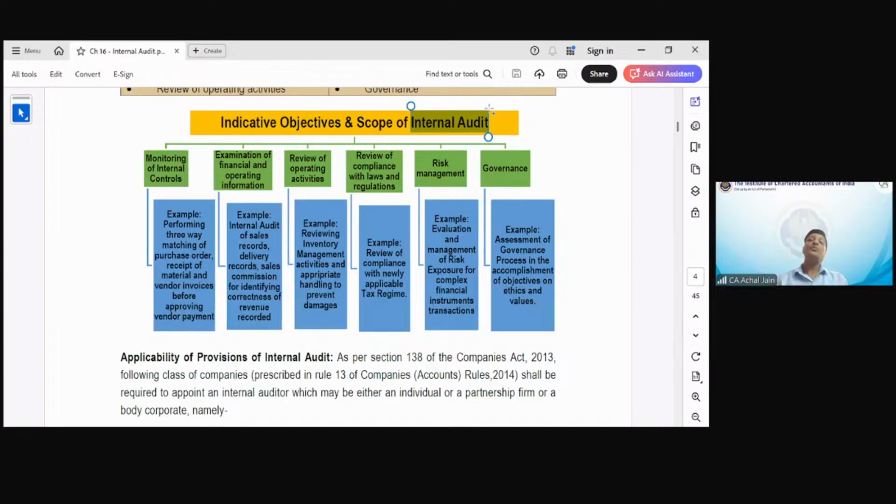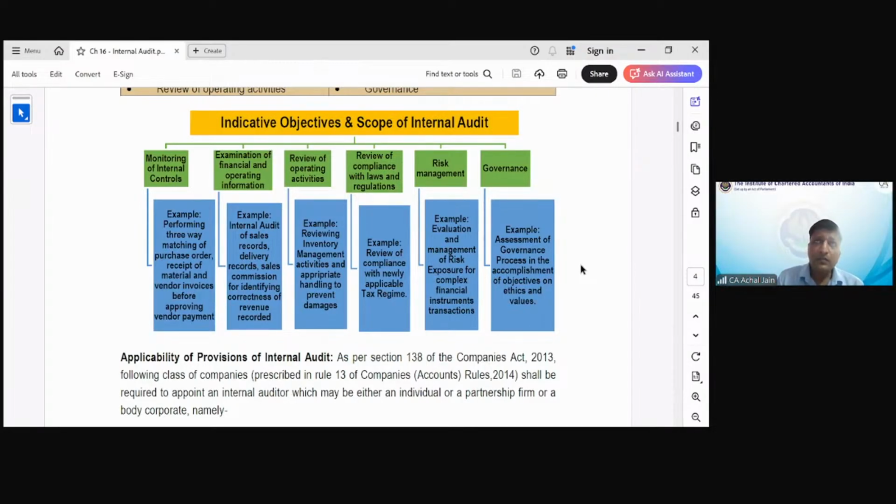Even for the companies for whom the internal audit is applicable, they need to decide the scope. Why? Because it covers a lot of areas. So each and everything cannot be done in one go. That's why it has to be decided what will be done in a phased manner. So that's how internal audit is required to be looked at. Now, let's try to understand the applicability of internal audit. If you look at the requirements of the Companies Act, it talks about the applicability of the internal audit.